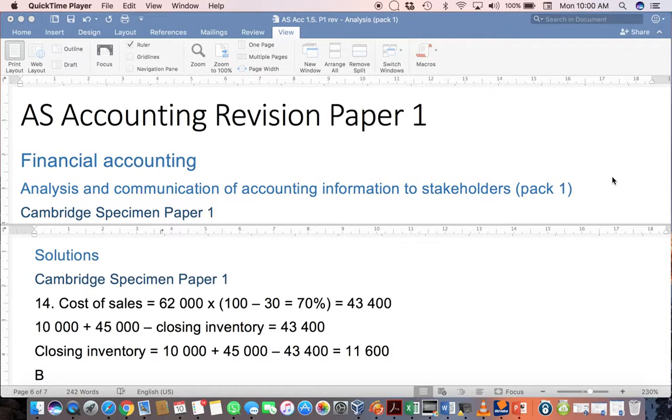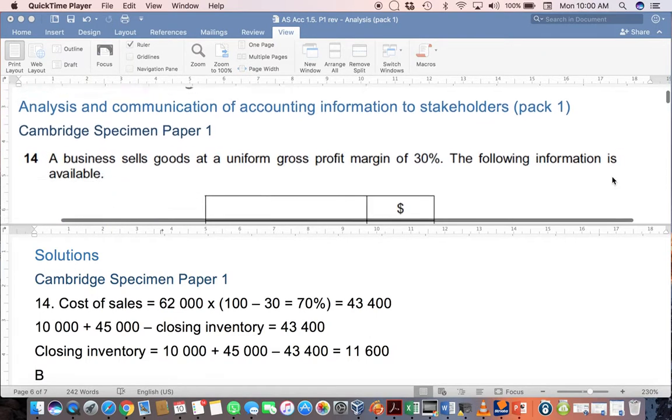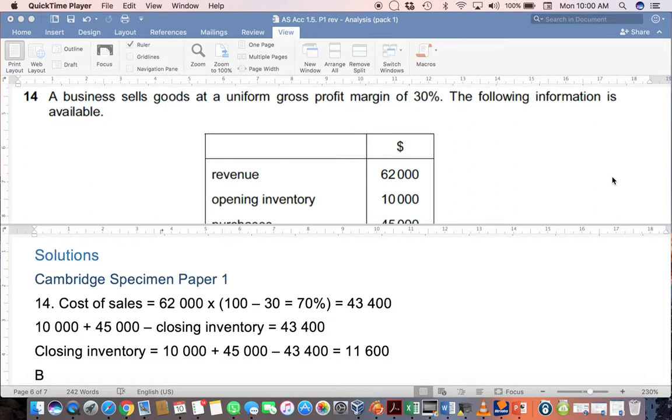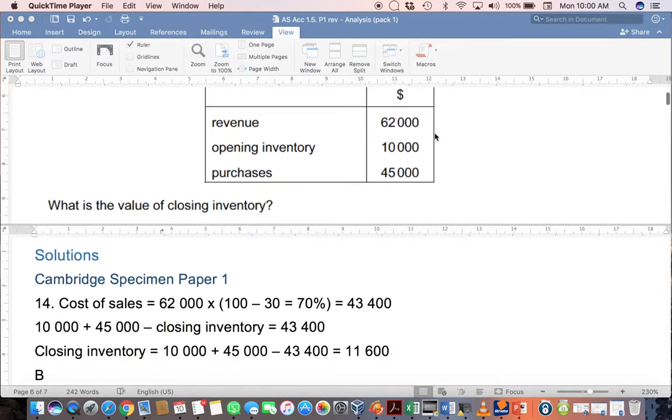To start with, we'll look at the Cambridge Specimen Paper 1, particularly question 14. A business sells goods at a uniform gross profit margin of 30%. The following information is available. Remember that the gross profit margin means that the gross profit as a percentage of sales is 30%. In other words, your cost of sales must be the other 70%. You are given the revenue, opening inventory and purchases, and you are asked what the closing inventory would be.